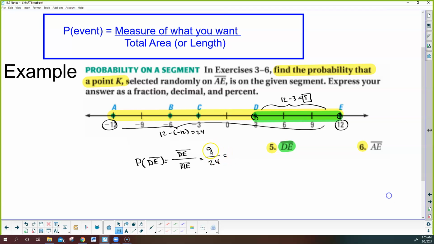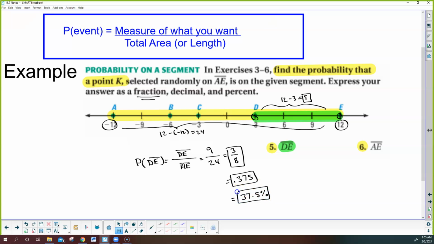And then we have to reduce. And when they say express your answer as a fraction, it's always a reduced fraction. So you want to divide by 3. So we get 3/8. 3/8 is 0.375. And then we always move the decimal 2 spots to the right. Some people like to times by 100, and that will do the same thing.